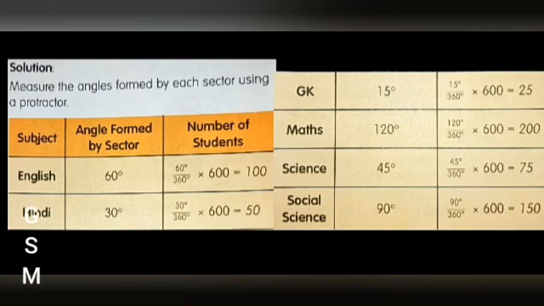Similarly, we can calculate for the Hindi subject, number of students 50. For the GK subject, number of students 25. For the math subject, number of students 200. For the science subject, number of students 75. For the social science subject, number of students 150.